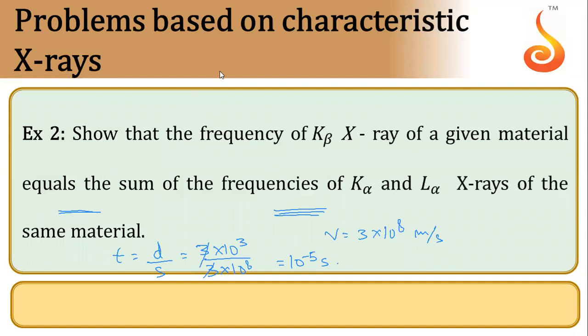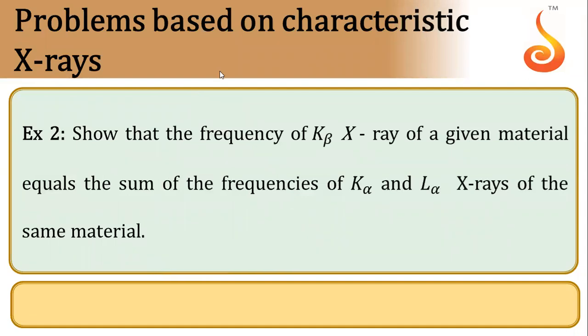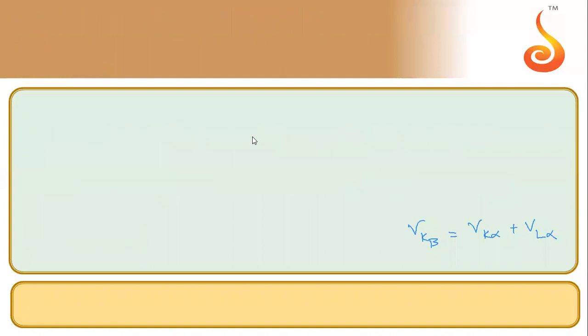Okay. Now next move to this one. Show that the frequency of K beta X-ray is equal to the sum of the frequency of K alpha and L alpha X-rays of the same material.